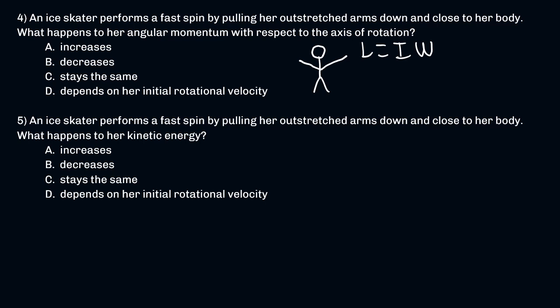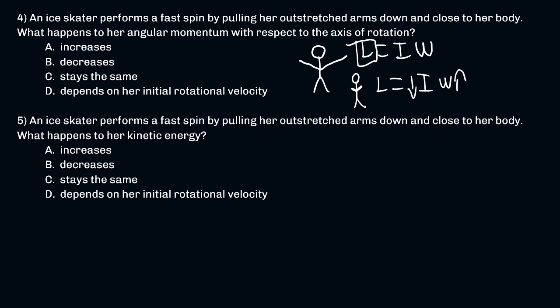In order to keep this value conserved, as my arms come in, I'm going to show the arms are inside. It's much smaller. In order to keep angular momentum conserved, my moment of inertia, I, is going to go down, but then my omega has to go up in order to conserve this angular momentum. So you've seen this before with ice skaters.